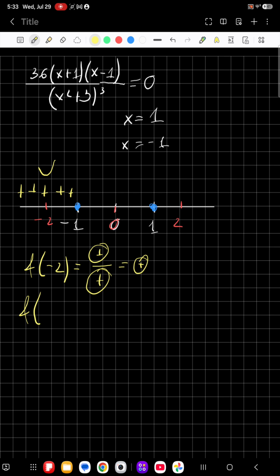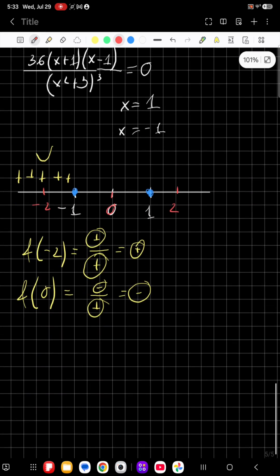Anyway, okay, 0. Checking another testing point. So for 0, I'm plugging 0 into the top. I get negative on the top, positive on the bottom. So I get negative over positive, which equals negative. I think it was red, no? I don't remember. Yeah, concave down was red. So we're here, negative, negative, negative. This whole interval is negative, so that means concave down.